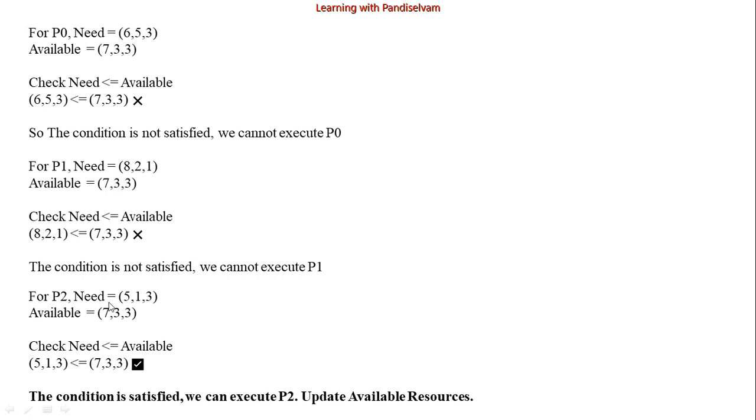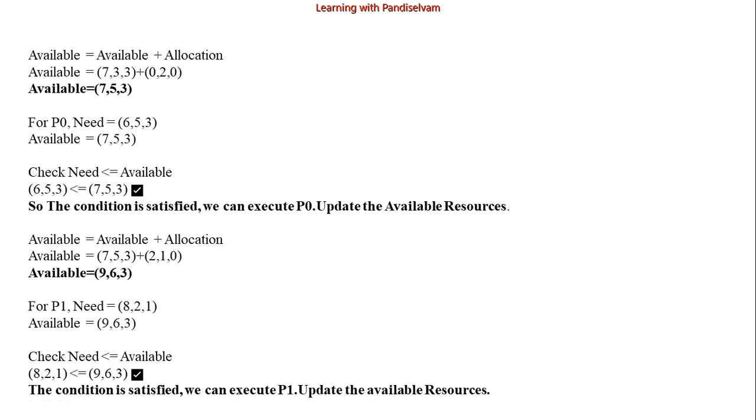Already I informed that, right? Whenever the condition is true, we should update the available resources. So update the available resources like available is equal to available plus allocation. Already available resources are 7, 3, 3. Already allocated resources 0, 2, 0. So upon the completion of P2, we will get 7, 5, 3 as available resources.